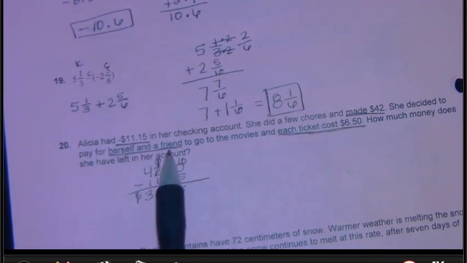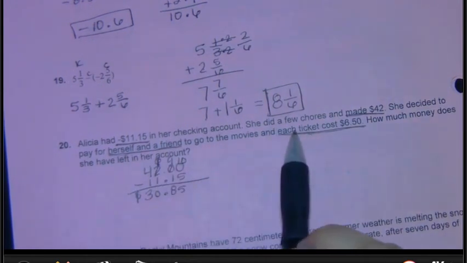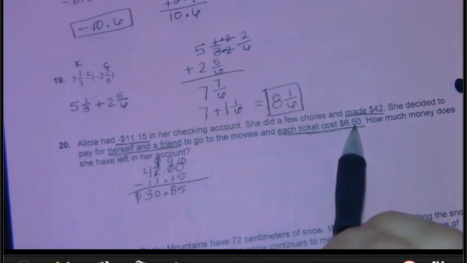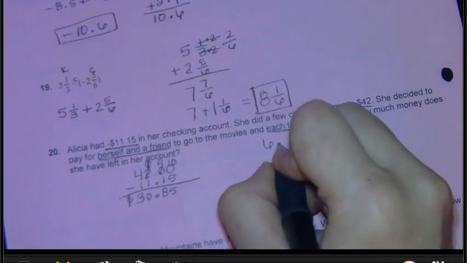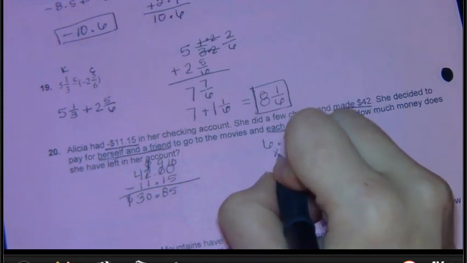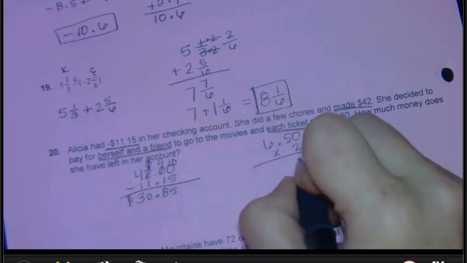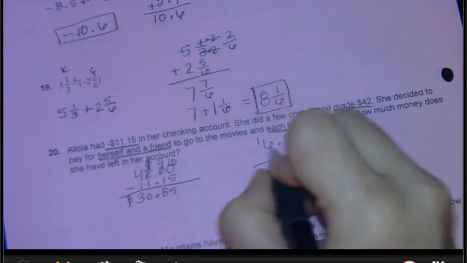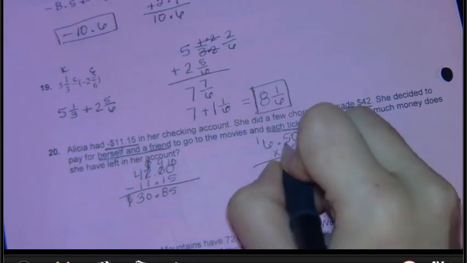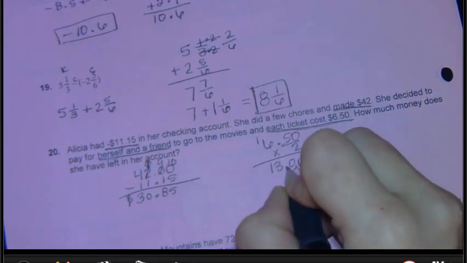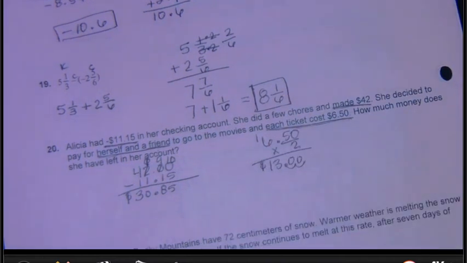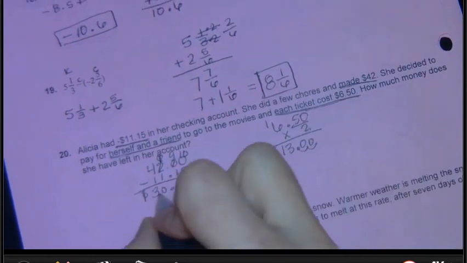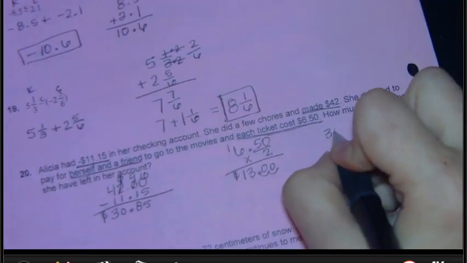Her and a friend go to the movies, where each ticket costs them $6.50. So there are 2 people going to the movies, and they need to buy 2 tickets. So 2 times 5 is 10, 12, and 13. 2 place values. So it's $13 for both of them to go to the movies. How much does she have left in her account? Well, she offered to pay, so we have to take 13 away from her balance that she has.